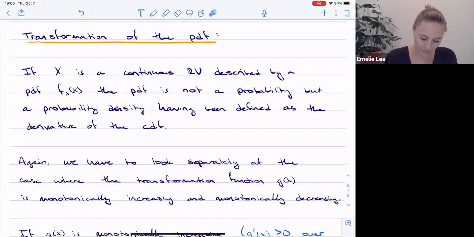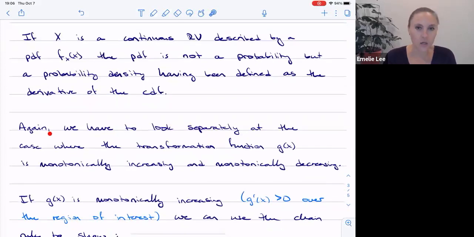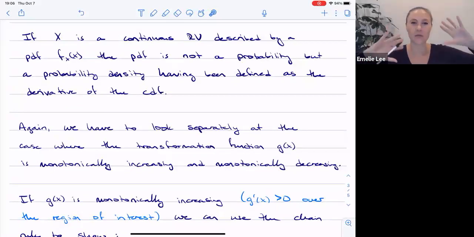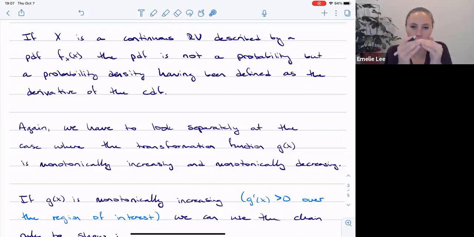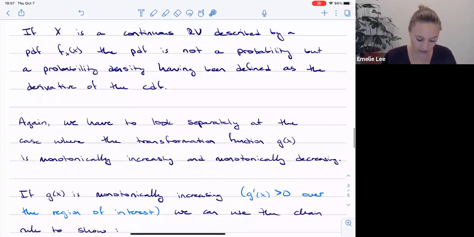Okay, so we're looking at the transformation of the PDF. And so what we said was, all right, we're going to have to consider the monotonically increasing function as well as the monotonically decreasing function separately. So again, we have to look separately at the case where the transformation function g of x is monotonically increasing and monotonically decreasing. What we're going to find is that we're going to be able to develop each of them individually. So that's why I said this is less important. And then we're going to put it together into one function. And so that's what we're going to be working with, right? But the reason why we're able to develop into one function is here.